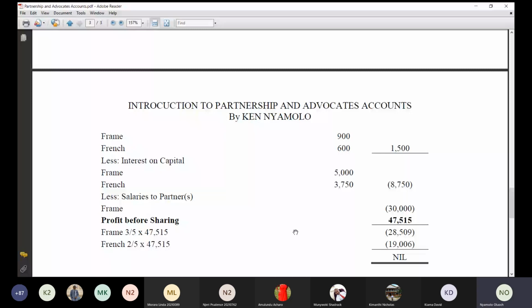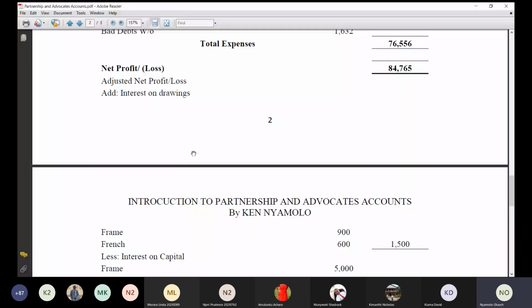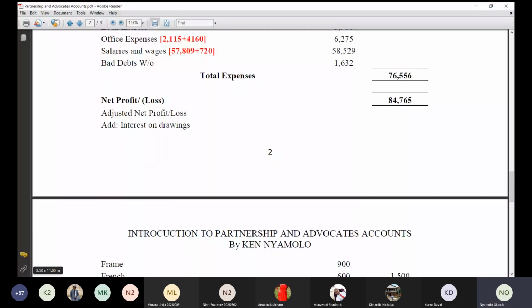And you assume there's no interest on capital. And there are no salaries for partners. And there is no interest on drawings. So these guys, you'll just go straight and appropriate that 84,765,000 equally. That would be the variation of that question.